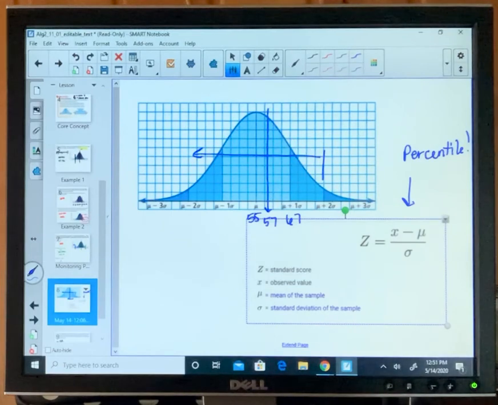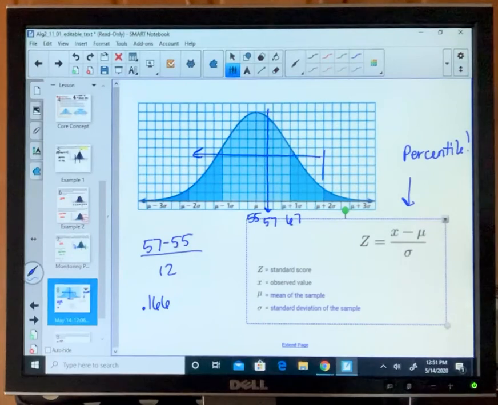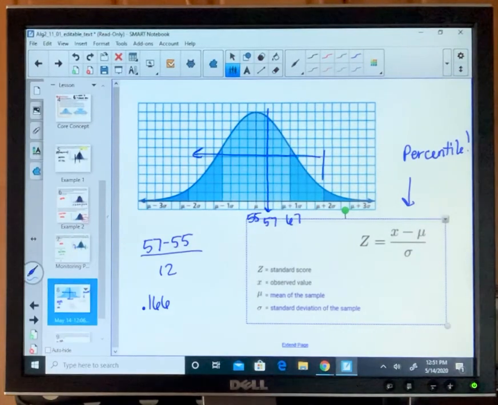So if you want to pause the video and write down this equation, that would be really helpful for you. For a z-score, all you have to do is take x, your value. So if I wanted to know what 57 was, I would say 57 minus mu, my mean, 55, divided by my standard deviation, 12. I would do that in my calculator, and I would get 0.166. Now, a lot of you are probably thinking, well, that doesn't make sense.